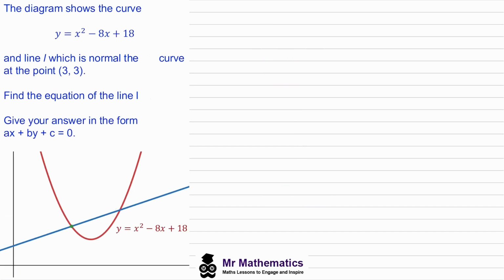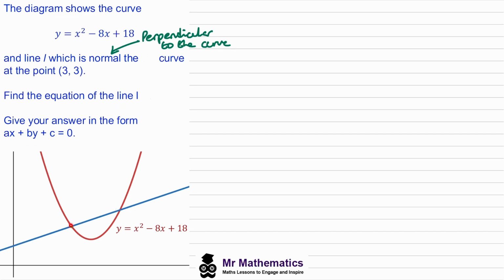Okay, so in this question, we're told that the diagram shows a curve with the equation given here, and that the line L, which is normal to the curve, passes through the point (3, 3). So this normal means it's perpendicular to the curve at that point. So at that point, it intersects at 90 degrees. We've been asked to find the equation of this line in this form.